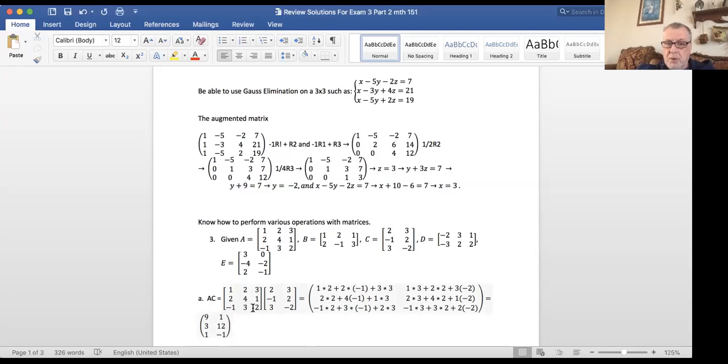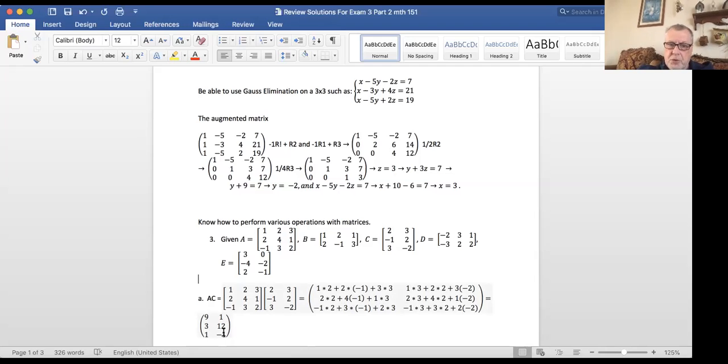Third row, first column: 2 times 1, or -1 times 2, I'm sorry, is -1 times 2. 3 times -1, 2 times 3, that adds up to be 1.